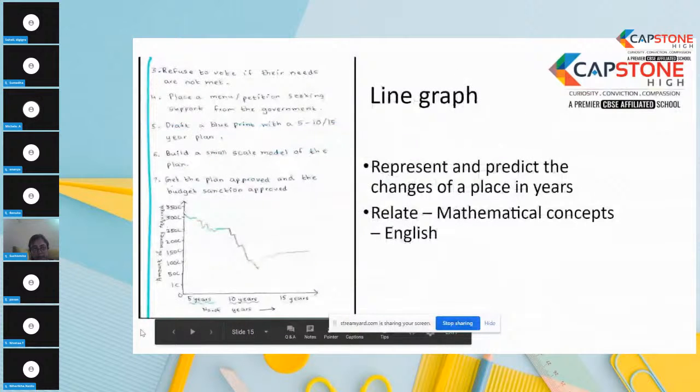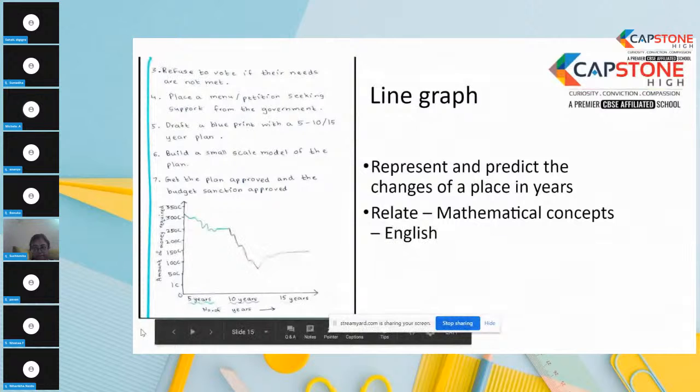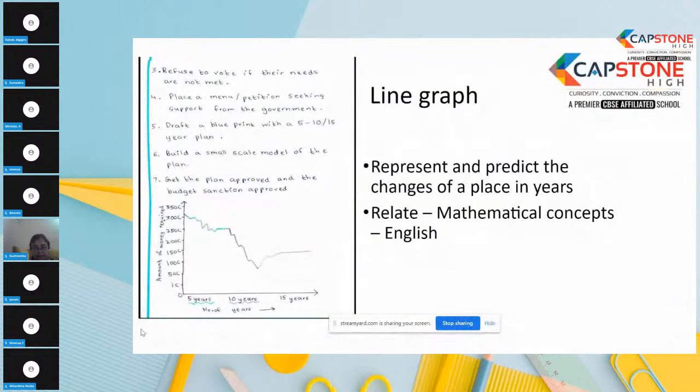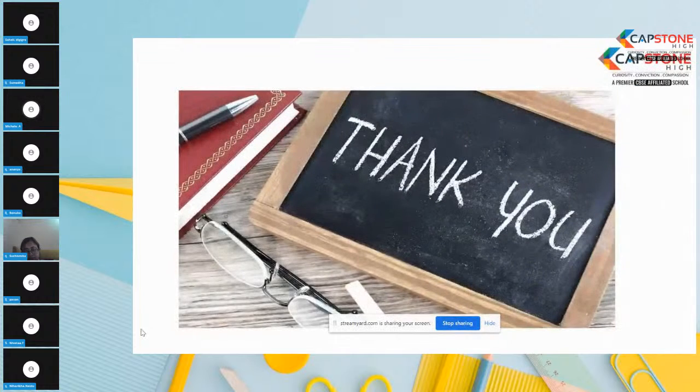I learned how to represent and predict the changes of a place in years by using a line graph, and in this way I can relate mathematical concepts to English. My key takeaways from the project are to use graphic organizers, which are a better alternative to simple words, and to expose myself to the writing process, on how to follow a step-by-step process to develop my ideas into a well-written piece. Thank you.